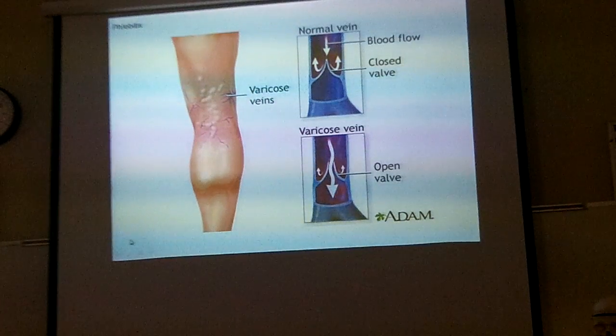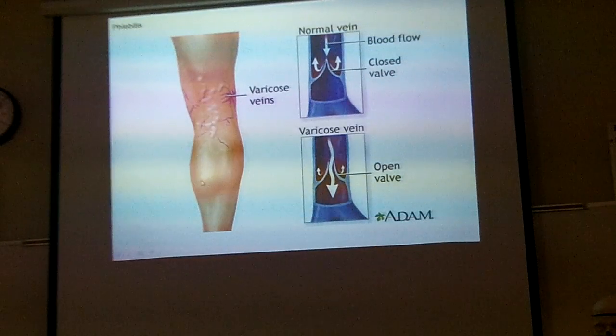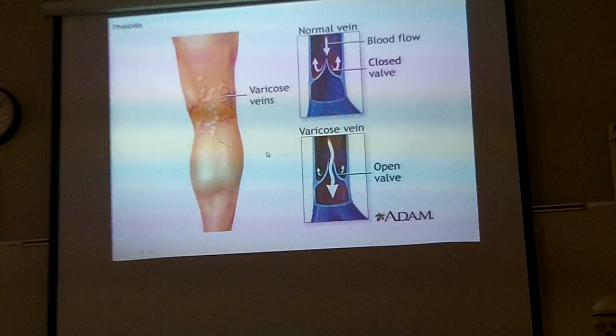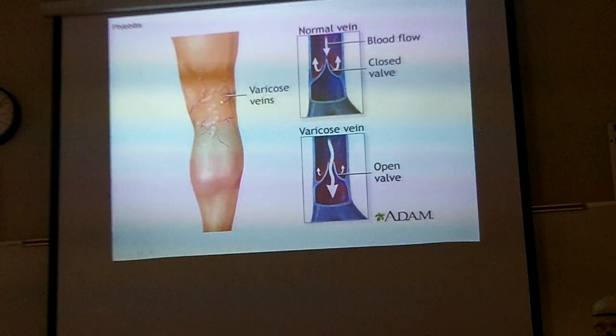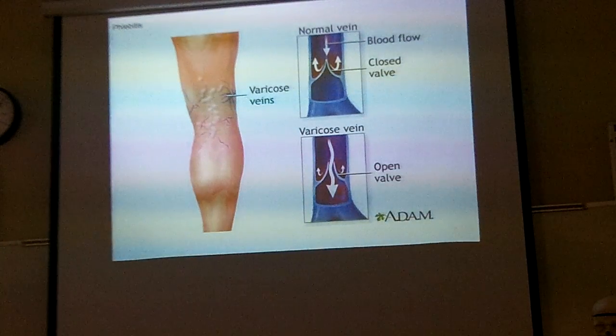It's just like a door that's been opened and closed too much. It gets a little bit off, and the valves don't keep the blood from going backwards. And so blood goes backwards a little bit and just hangs out in these lower veins. That's why it's usually in your legs, because gravity pulls the blood down.